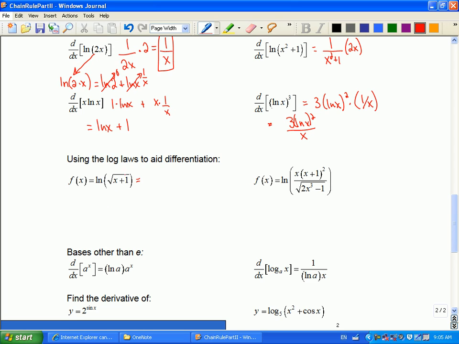How could I rewrite this one using log laws? What could I do instead of square root? Yeah, exponent 1/2. So go a little further with it for me. What else now?